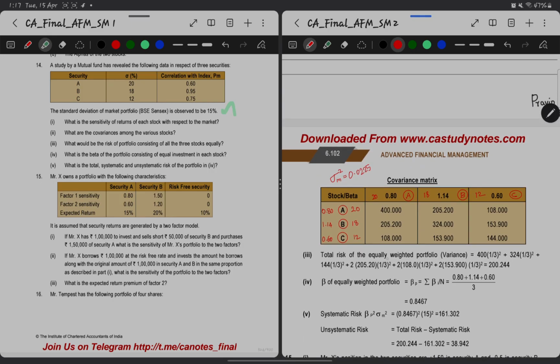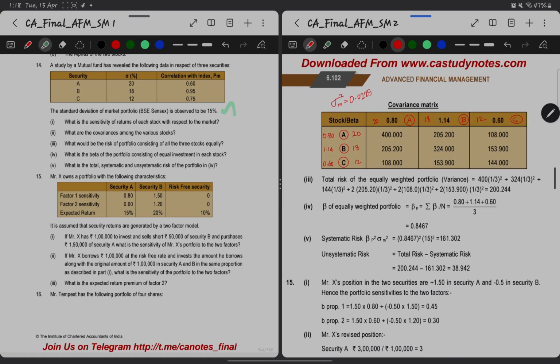Here as you can see, weight they have squared because weight of A multiplied by weight of B, both are equal weights, that's why 1 by 3 the whole square. After substituting this, we are getting a risk of 200.244 as the total risk of the portfolio.